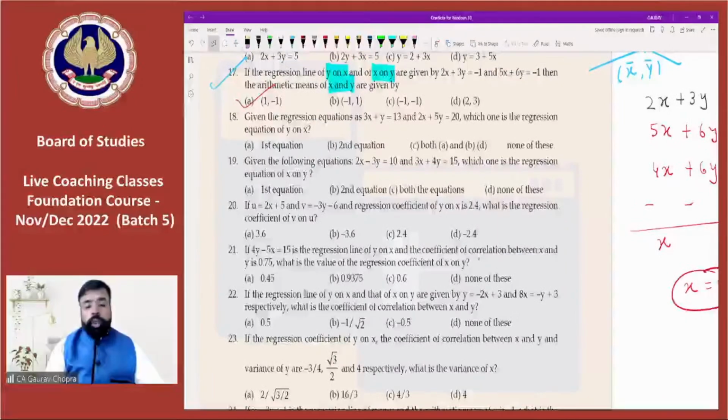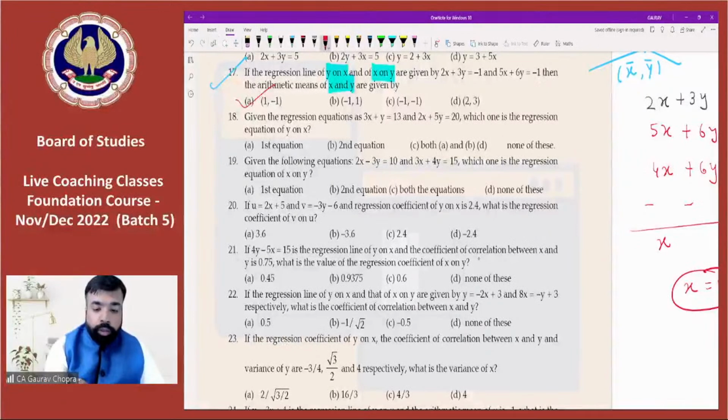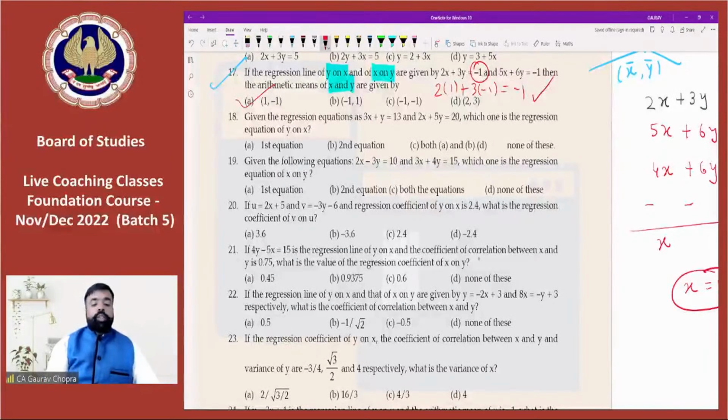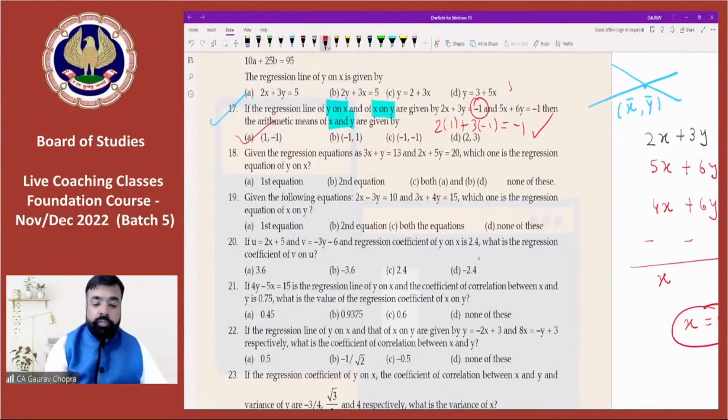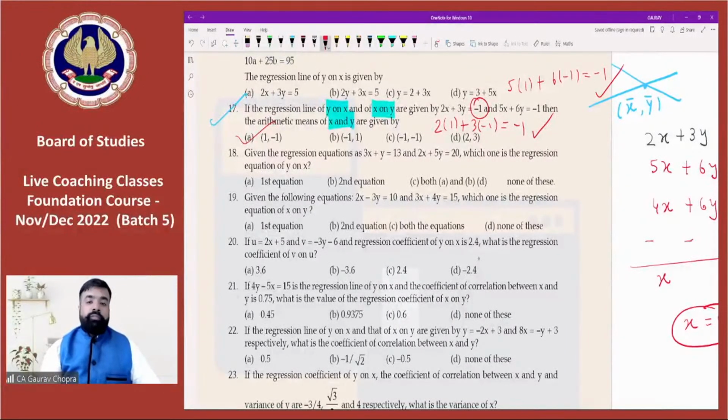Also, if you want, you can put the option and check. Like the first option: put it in the first equation, in place of x 1, in place of y -1. So 2 into 1 plus 3 into -1. What are we getting? -1, which is getting verified. So the first option is correct. Also check in the second equation, 5 into 1 plus 6 into -1. We are getting -1. This is also getting verified.